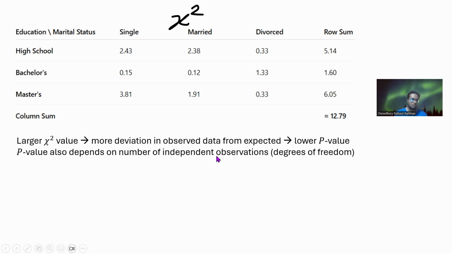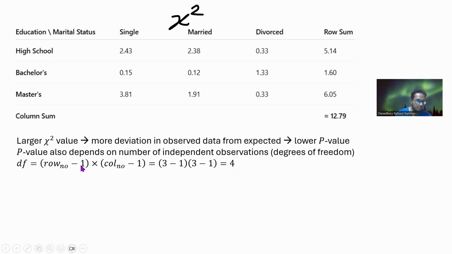Now, understand that the total number of samples you collected is not equal to the degrees of freedom, or the independent observations. Okay, so we are going to show in a second how to get that. So this is how you get that. It is going to be row number minus 1. So in our case, there are 3 rows, minus 1, into column number minus 1. There are 3 columns, right? Minus 1. So it's going to be 4.